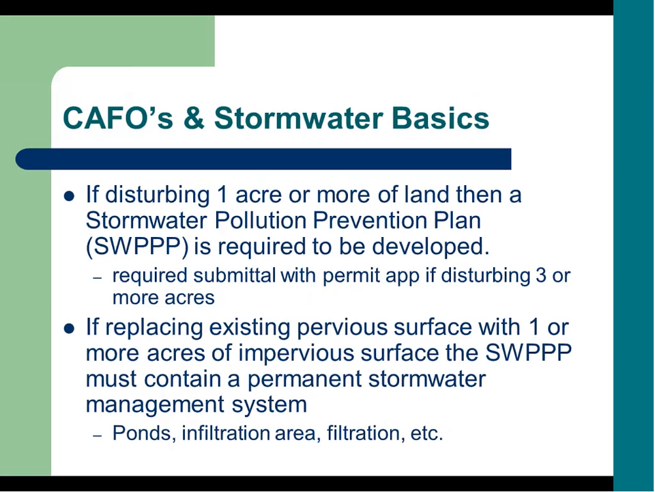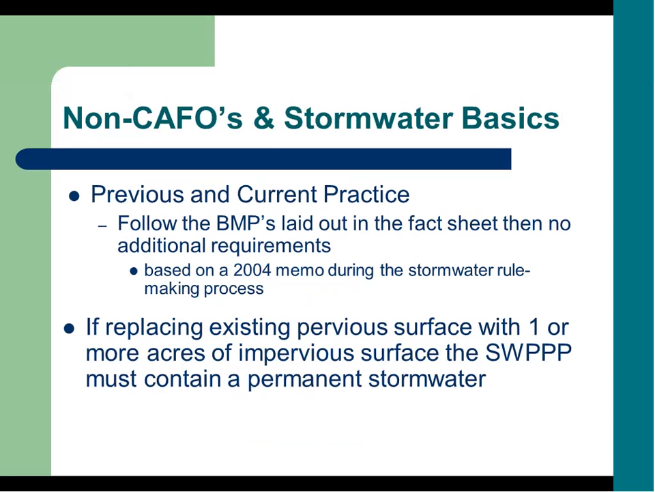CFOs and stormwater basics: if you're disturbing an acre or more of land, then you are required to develop a stormwater pollution prevention plan, also known as a SWIP. It's required for submittal as part of the permit app. If you're disturbing more than 3 acres, so you're supposed to have it if it's more than an acre and just have it on hand. If it's more than 3 acres, you need to submit it with the application. If you're replacing existing pervious surface with 1 or more acres of impervious surface, the SWIP must contain permanent stormwater management plans, and those could include ponds, infiltration areas, filters, or a filtration of some sort. It's going to be case specific.